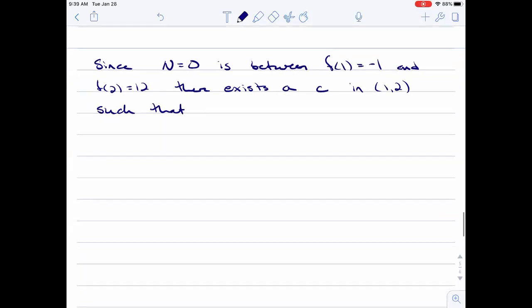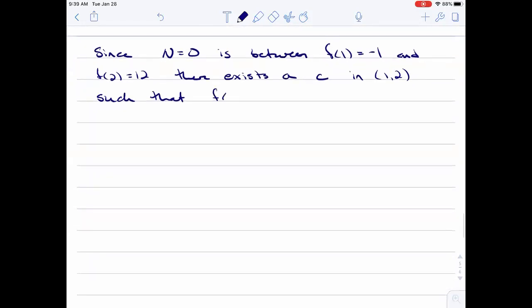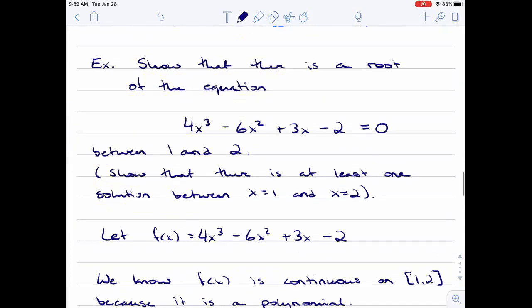Such that f of c equals 0, right, as desired, by the intermediate value theorem, which we'll abbreviate IVT. Maybe I'll go up and put it in our little box here.